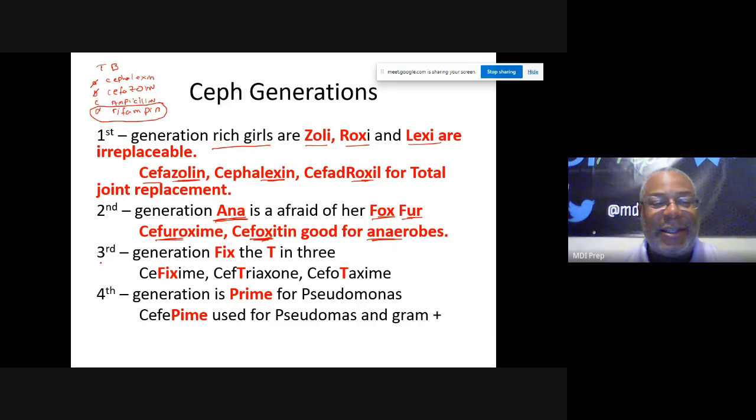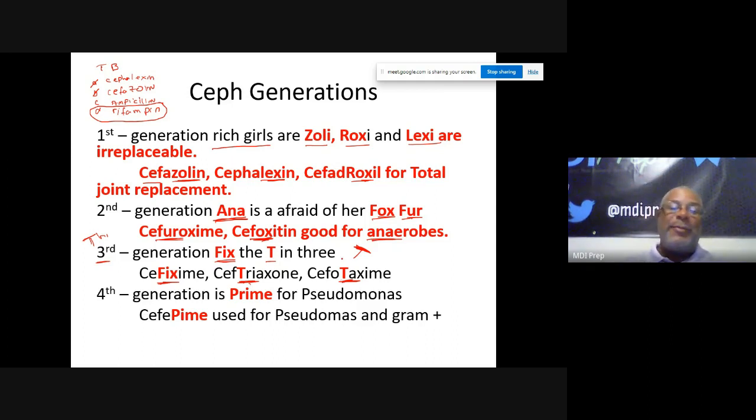Third generation, think of the letter T. T in the word third, right? So T in the letter 3. I have to fix the T in 3 because the T is a little crooked. Cefixime, the T; ceftriaxone, tri means 3; and cefotaxime. Those are pretty easy to remember, right? You have to fix the T in 3.